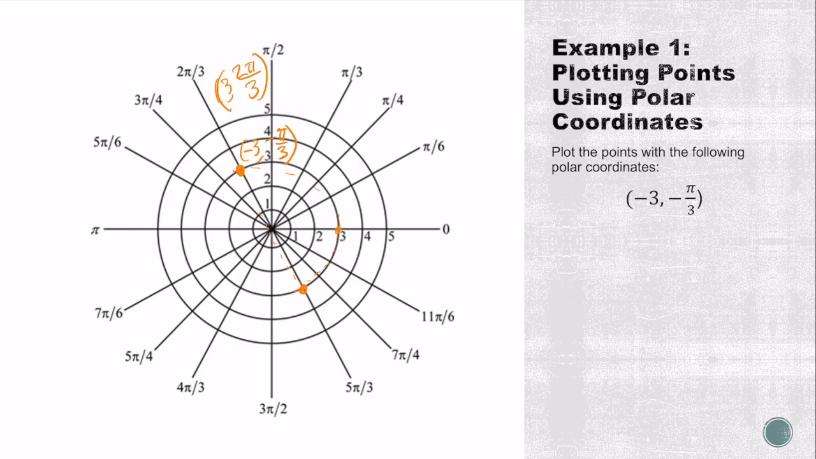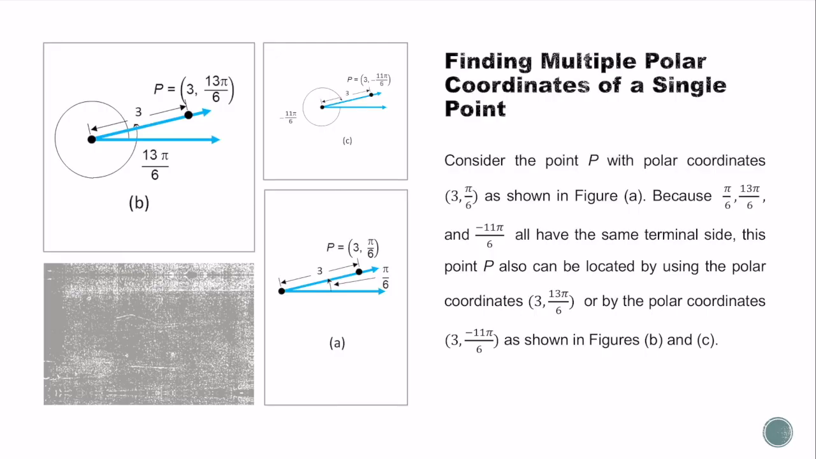So why don't we go ahead and practice finding multiple polar coordinates given a particular point P. So let's consider point P with polar coordinates 3, pi over 6. This is A right here. Because pi over 6, 13 pi over 6, like in B, and negative 11 pi over 6, like in C, all have the same terminal side, this point P can also be located using these three different angles.